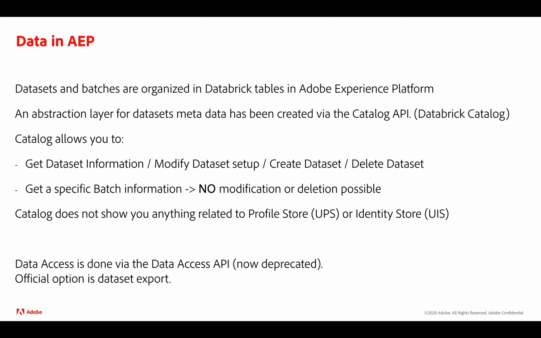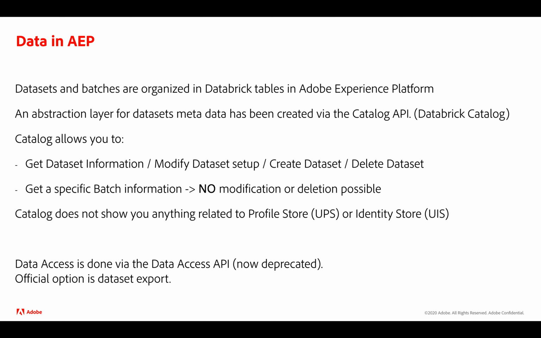You can, of course, create a dataset based on the catalog API, and this is done using the schema reference that you need. Catalog does not show you anything related to the profile store and identity store, UPS and UIS, which are the main components of Adobe Experience Platform, but it's still relevant information that you can have from there. And actually, it's not exactly true. We're going to see that some of the information is available in the catalog API, but it's very little, and you cannot access the data that is projected to the UPS or to the UIS.